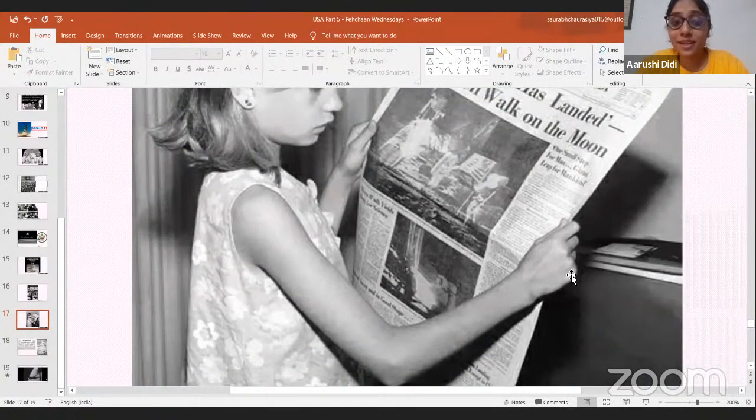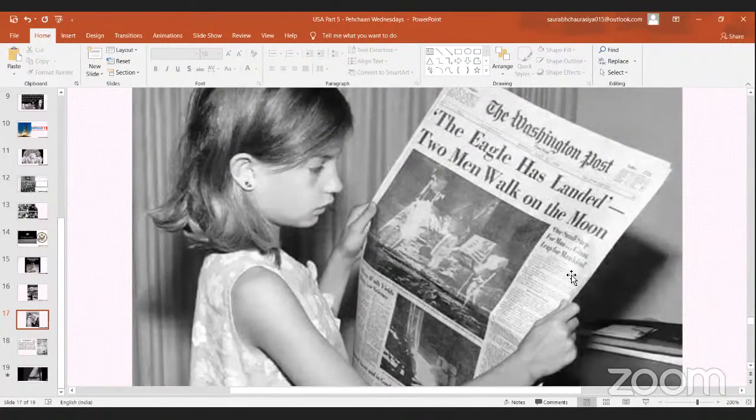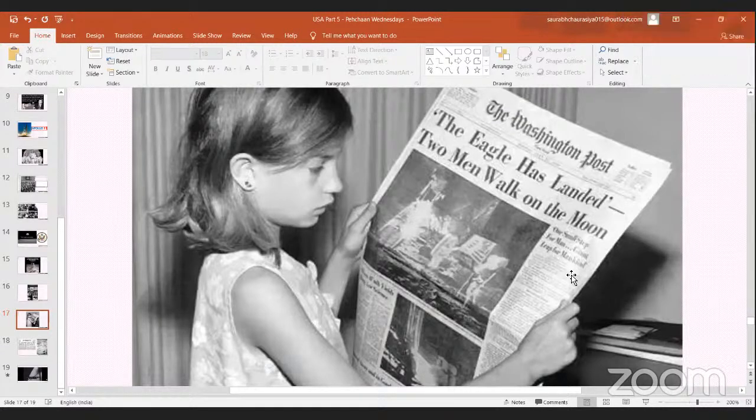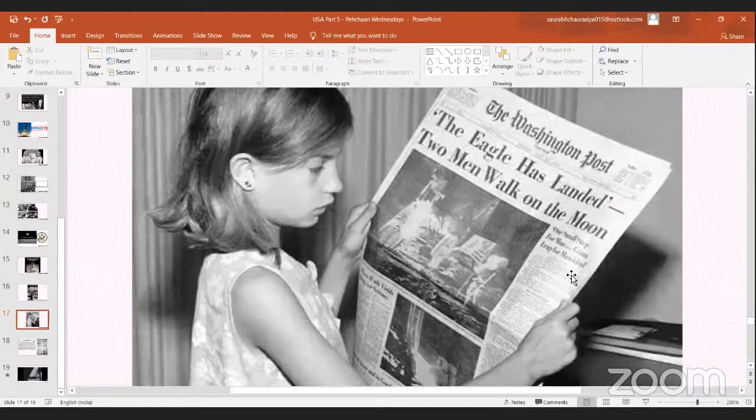Dildar, thank you. Yes, please go ahead, Dildar. Oh, yes. Ma'am, yes, the eagle has landed. 2 men walk on the moon. What does that mean, Dildar? Who is the eagle? Eagle is Apollo 11. Yes, yes, yes. And where has the eagle landed? On the moon. Yes.